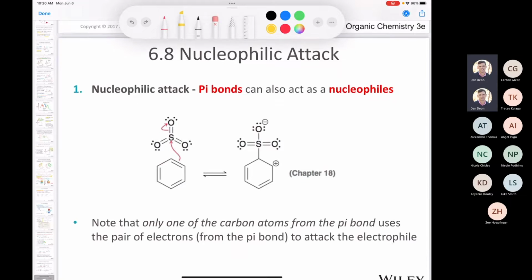And I also told you that an alkene or a pi bond can act as a nucleophile. This thing here, this is called sulfur trioxide. So this is SO3.